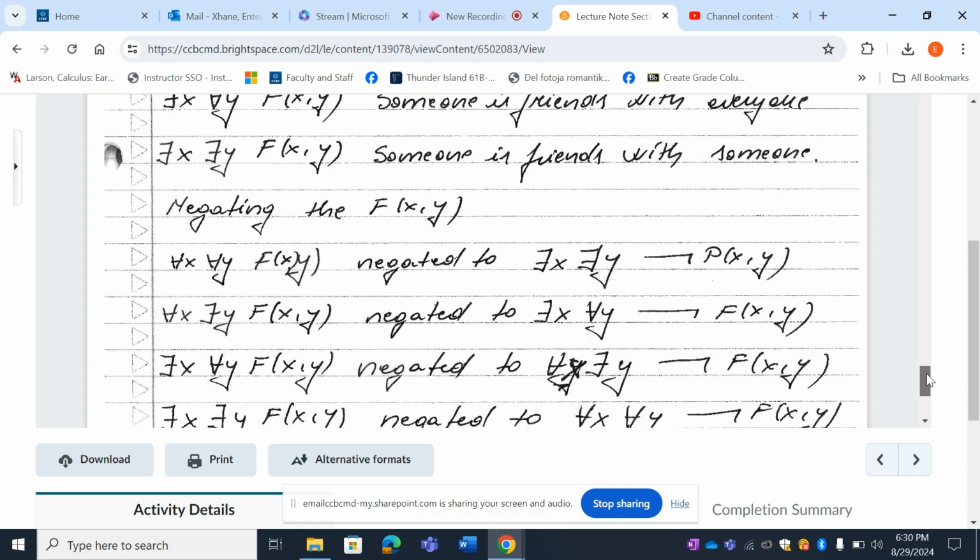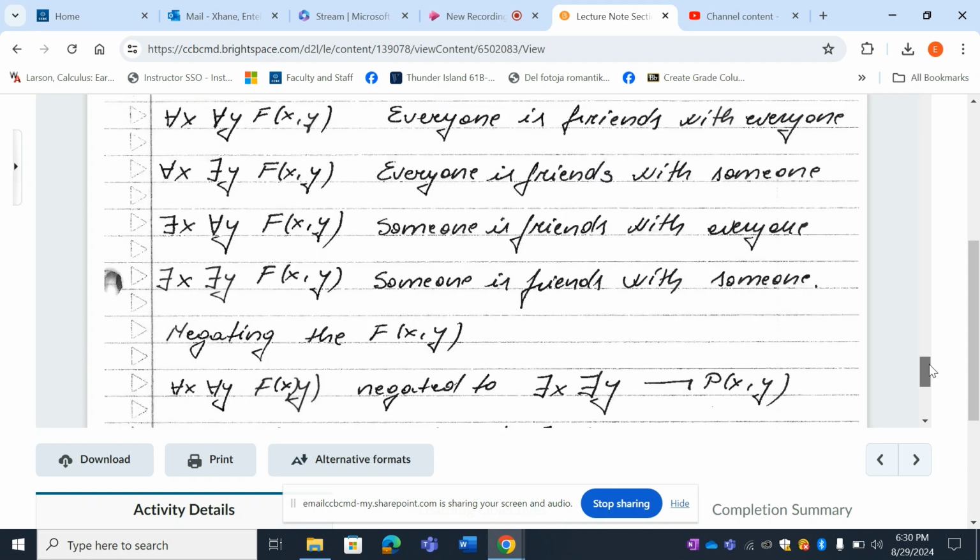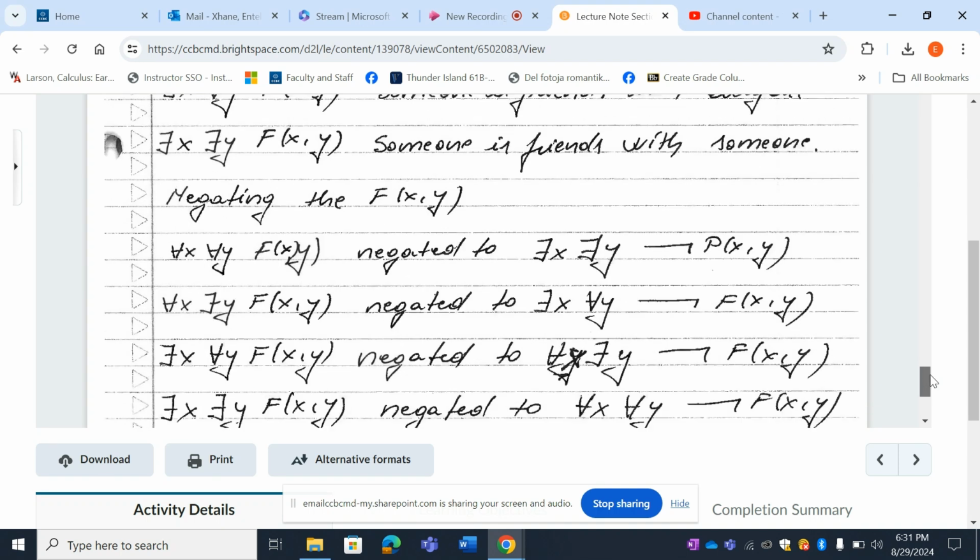And then if I have to negate these, I will do one and I'll let you do the other ones. Remember what my first one is: for all x, for all y, f of x y, which means everyone is friend with everyone. How do I negate this? For all x becomes there exists an x. For all y becomes there exists a y, not f of x y. So not p, but f of x y. And then feel free to look at the other ones.